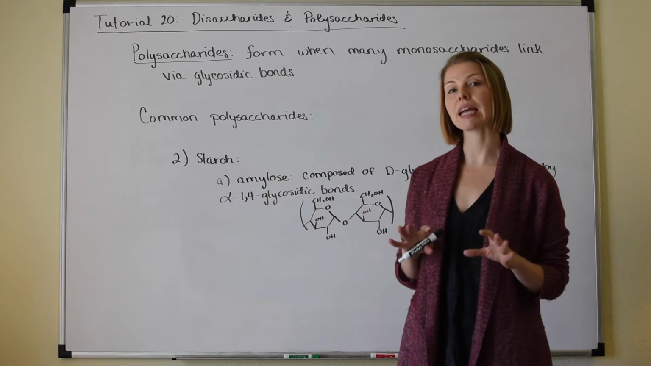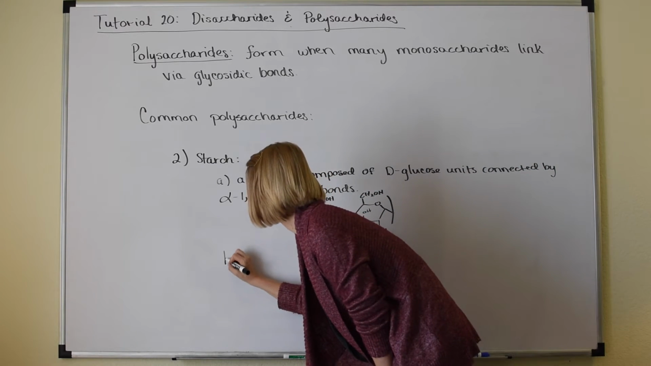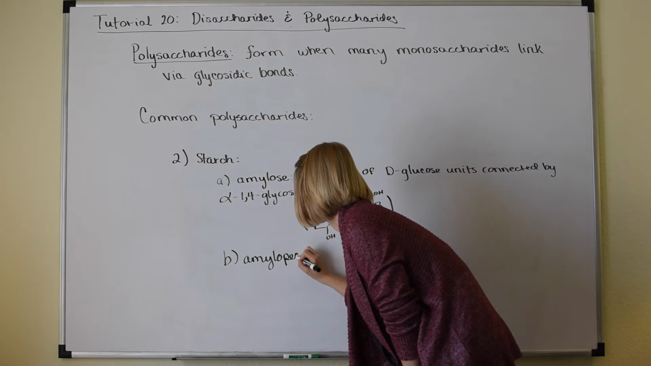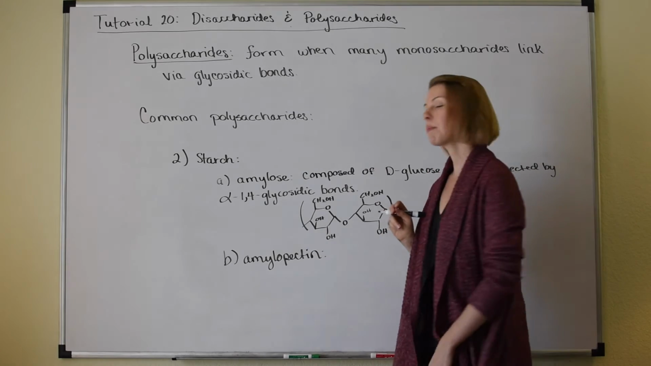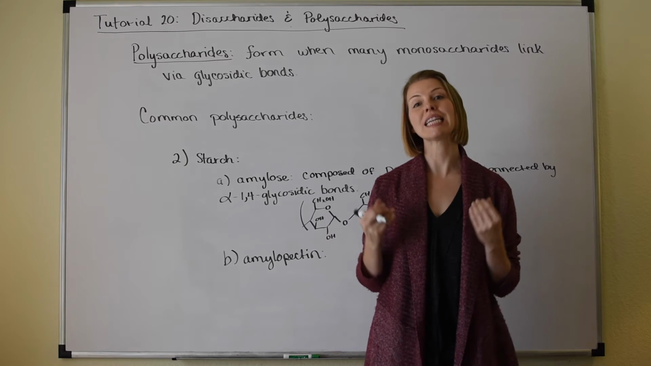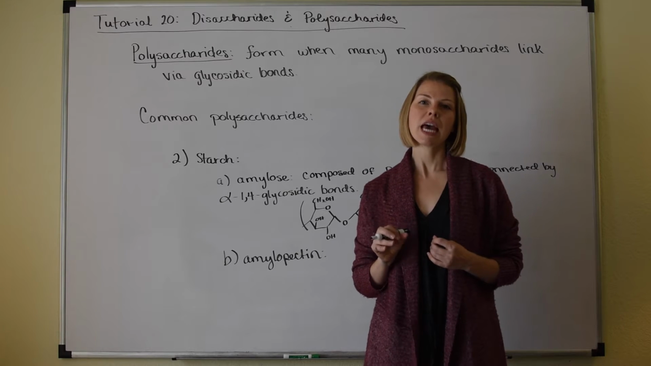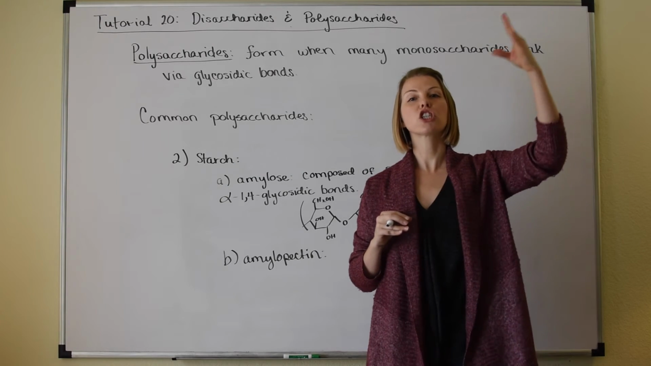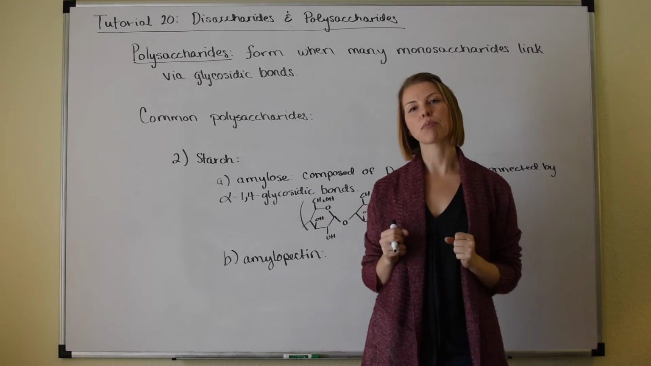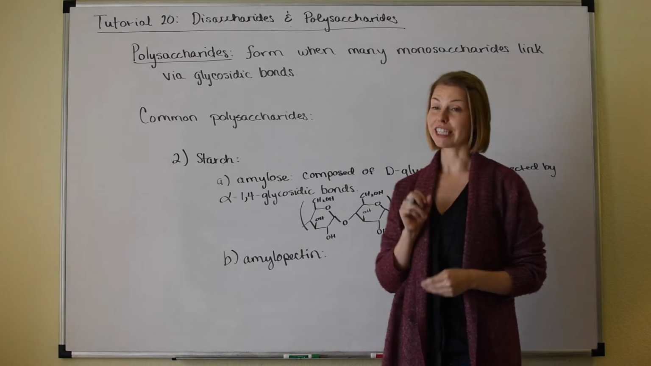All right, the other main component of starch is amylopectin. So let's write down here, amylopectin. And amylopectin is also composed of D-glucose units that are connected by alpha-1,4 glycosidic bonds, but it differs from amylose in that it also has branched chains of D-glucose coming off of that primary chain, which are linked to that primary chain by alpha-1,6 glycosidic bonds. So let's take a look at that.